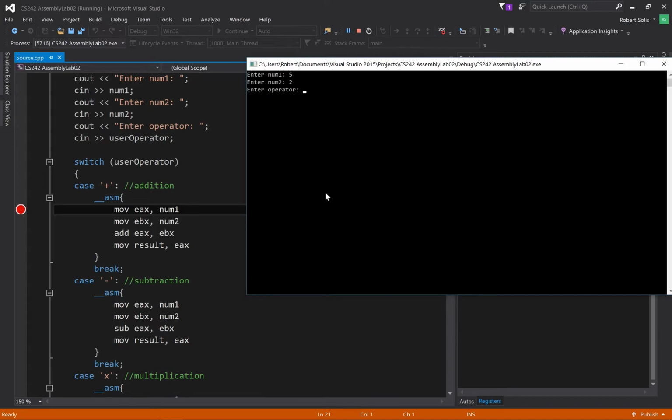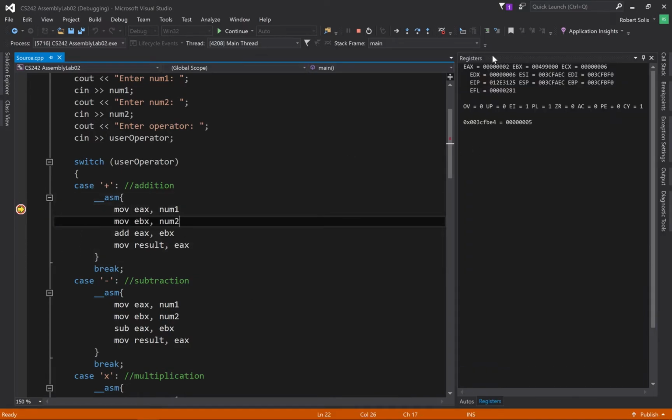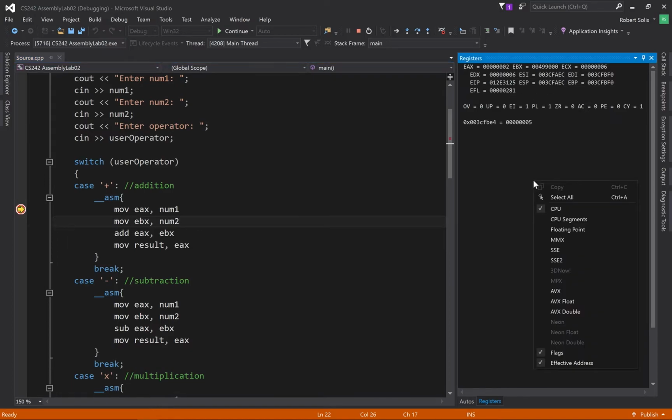What is the operator? In this case, I'm going to enter the plus symbol, and then press enter. And you can see here that we've stopped the program at this point. So notice that I have my registers open. I also have the flags available. I can just simply right-click over here, and I selected flags so that I can see what's happening. I also could take a look at the various registers.